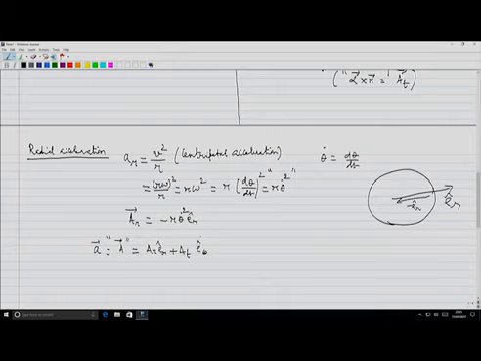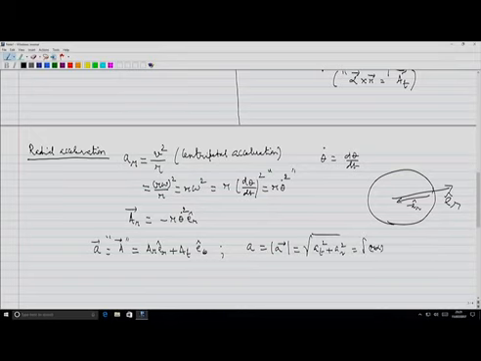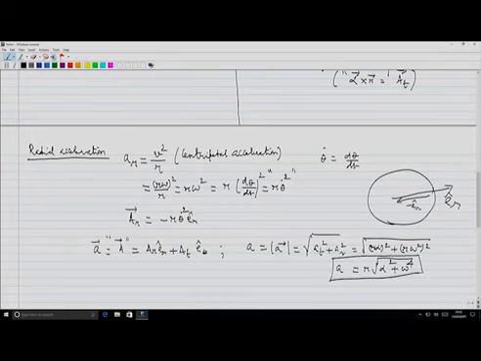Therefore the magnitude of the acceleration vector a is equal to the square root of a_t squared plus a_r squared, which is (r alpha) squared plus (r omega squared) whole squared. This gives you r times the square root of alpha squared plus omega to the power of 4. This is the magnitude of the acceleration of a particle which is moving in a circular orbit.